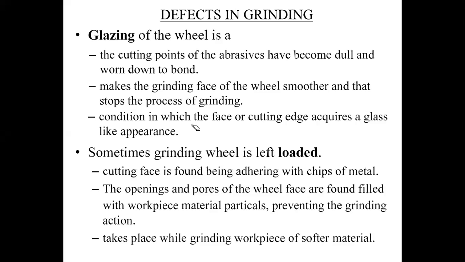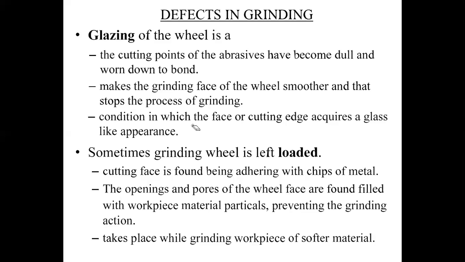So this is glazing. Then sometimes the grinding wheel is loaded, meaning its weight becomes unbalanced. So these are the defects: the first defect is glazing, the second defect is loading. The cutting faces are found adhering with chips of metal. You have sharp cutting edges when continuously removing material, and a small layer of the material removed from the workpiece may stick in between the sharp edges of the grinding wheel. Because this continuously happens, the openings and pores of the wheel faces are found filled with workpiece material particles, nothing but chips.